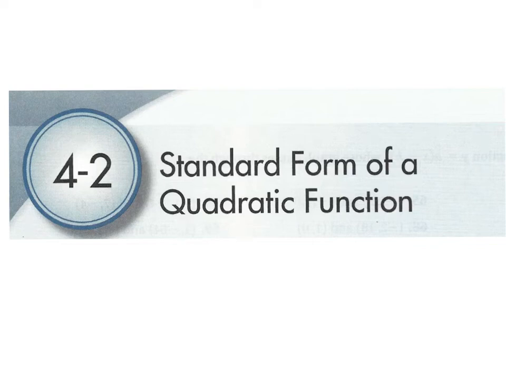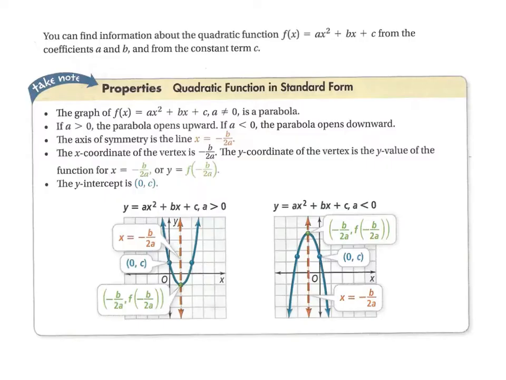Today's lesson is on the standard form of the quadratic equation. Remember that is y equals ax squared plus bx plus c. There's two big things that we need to get from the quadratic function. One of those is the vertex, which we're going to work with today, and the other are the x-intercepts, which will be coming up in a couple sections.